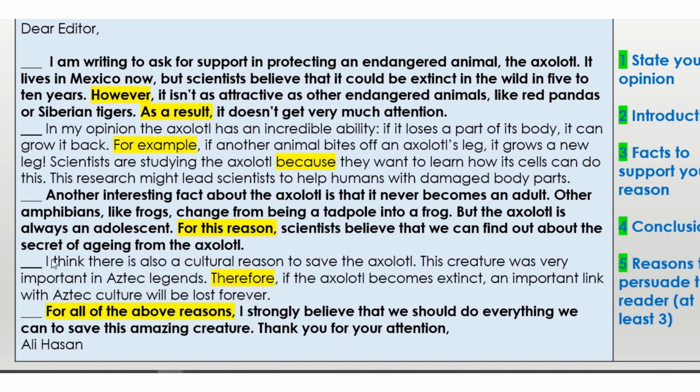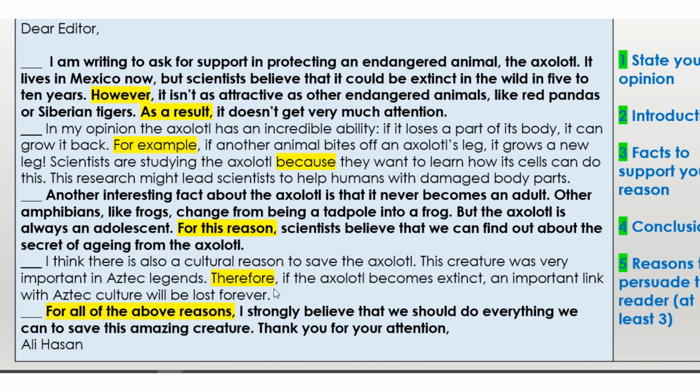Let's look at it. I think there is also a cultural reason to save the axolotl. This creature was very important in the Aztec legends. Therefore, if the axolotl becomes extinct, an important link with the Aztec culture will be lost forever.